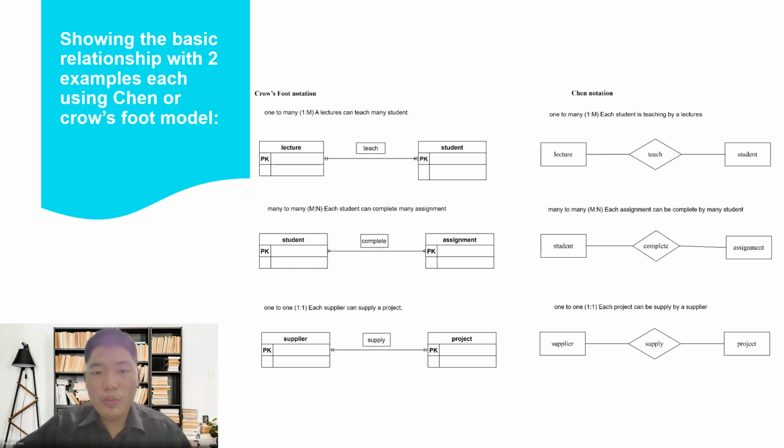And we see the chain notation. The first, one-to-many relationship. Each student is taught by a lecturer. And the second, one-to-many. Each assignment can be completed by many students. And the third one, each project can be supplied by a supplier. These two types of model are the same, but how they display is not the same.